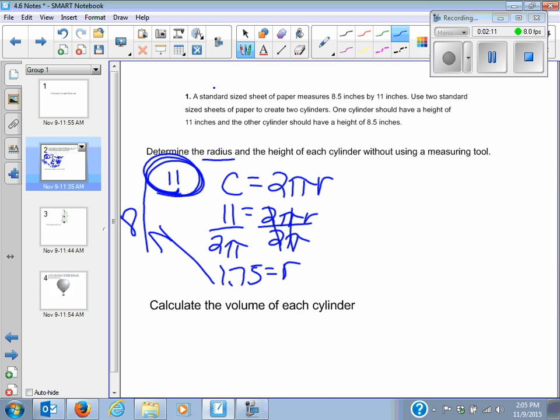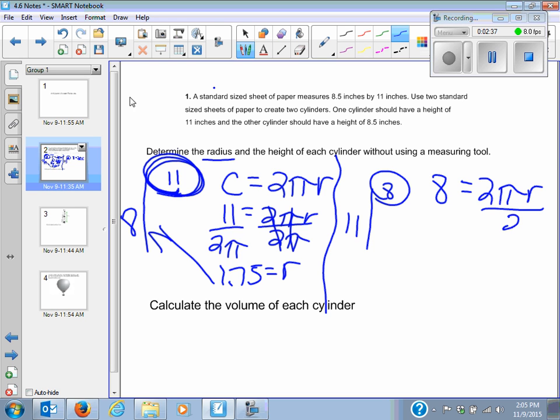Now if I do the other one, I would have a cylinder that would be, instead of being 8 high, it would be 11 high, and then the circumference would now be 8. Because there's two problems here, I'm doing one for each different cylinder. So now 8 equals 2 pi r. Divide by 2 pi, divide by 2 pi, and I get the radius equals 1.35.